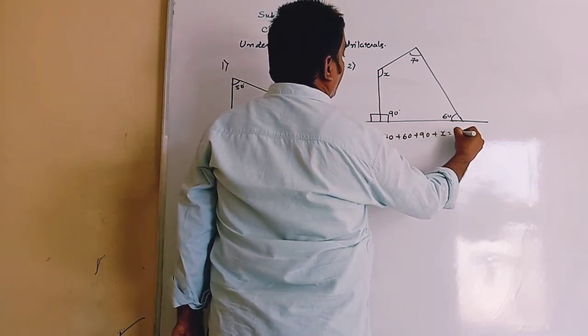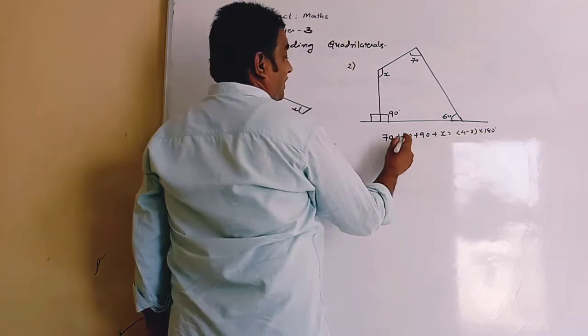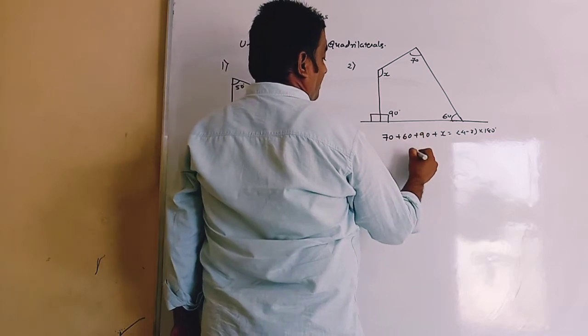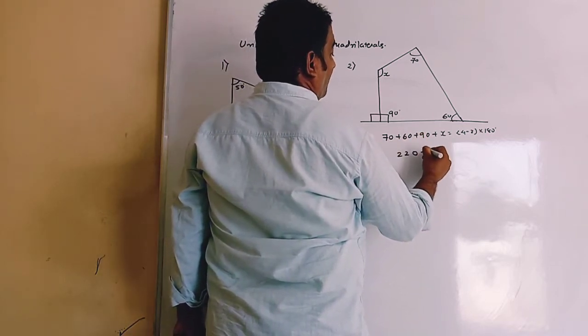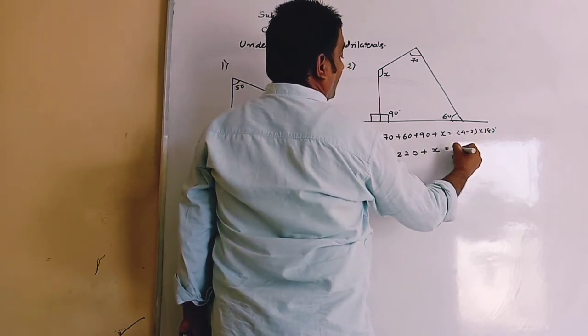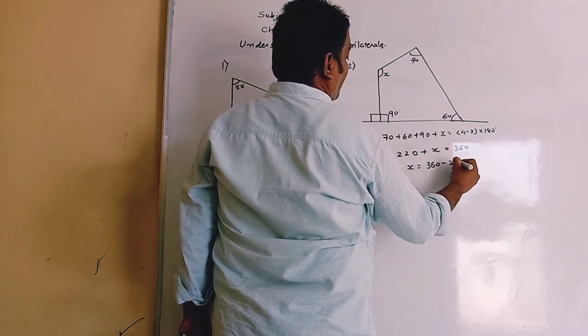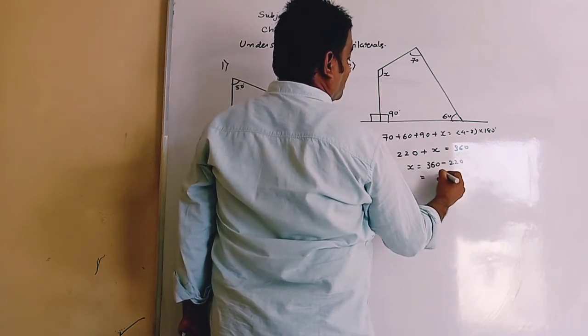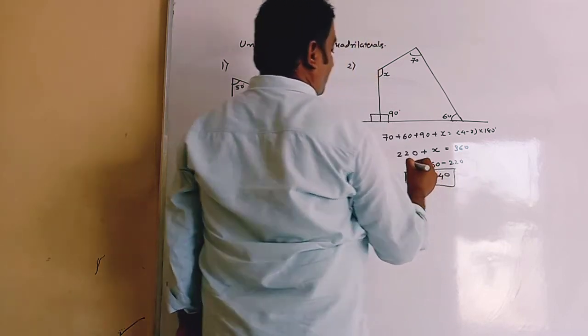x equals (4 minus 2) into 180. Adding, 70 plus 60 plus 90 is 220, so 220 plus x equals 2 into 180, which is 360. So x equals 360 minus 220, which is 140. So x is equal to 140.